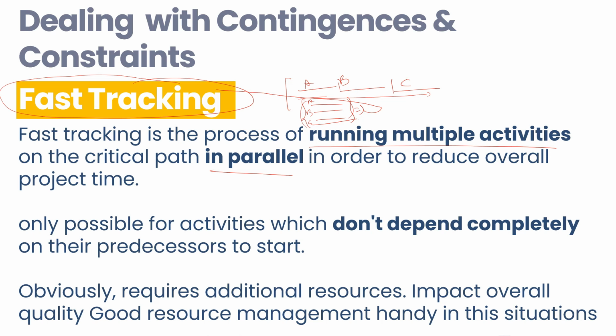You run multiple activities of the critical path in parallel, but you cannot start those activities which have dependencies, right? You can only start those activities which are not dependent on others for starting, and you can do those activities in parallel so that you can manage your resources better, right?